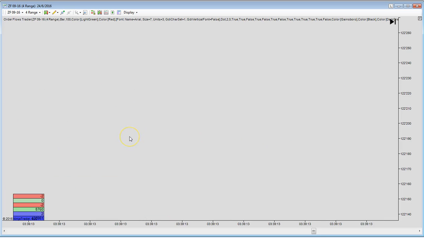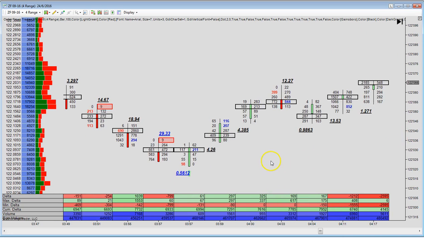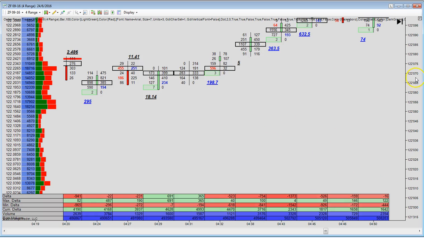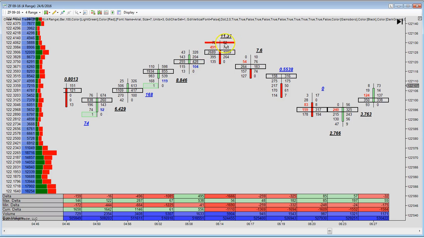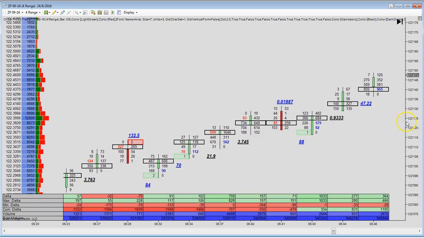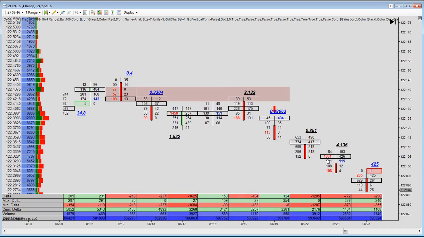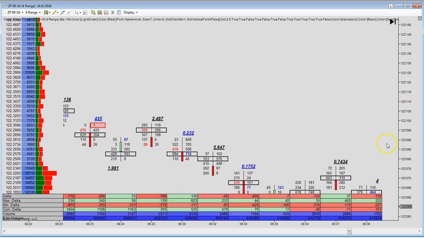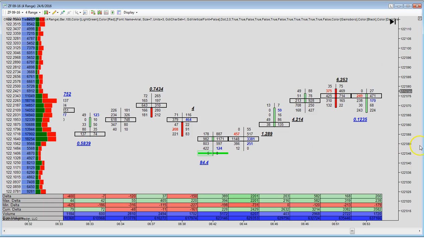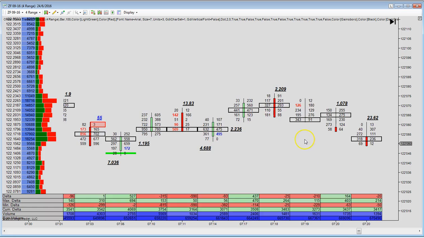Okay, this is 3 o'clock here. It's kind of very choppy. Here's a sell, kind of went sideways on you. Here's a sell that worked. Here's a sell that worked. Here's a buy, popped up. Here's another buy that popped up a bit.